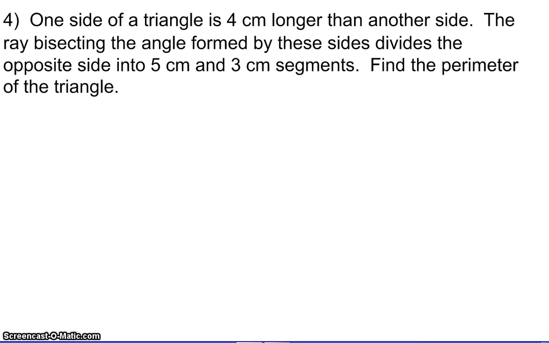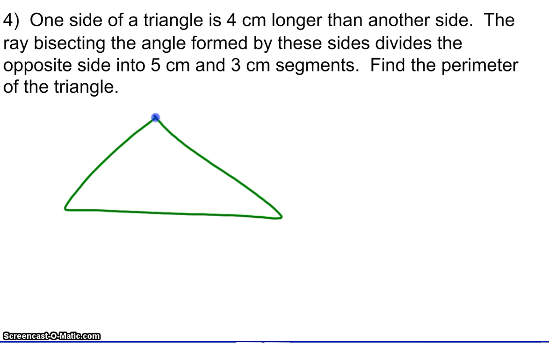For number 4, we first need to draw an appropriate diagram. One side of a triangle is 4 centimeters longer than the other side. So we can draw a triangle. We know that one side could just be x and the other side could be x plus 4. And it says a ray bisecting the angle formed by these two sides. So this is the angle formed by those two sides. And the ray that divides that angle, bisects it, divides the opposite side into 5 and 3.